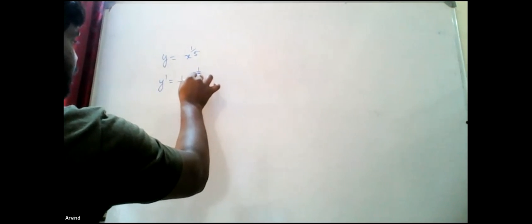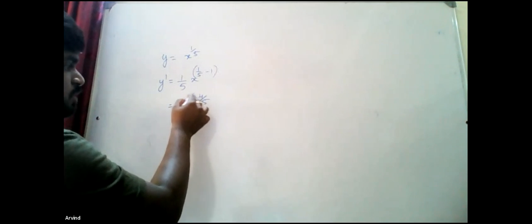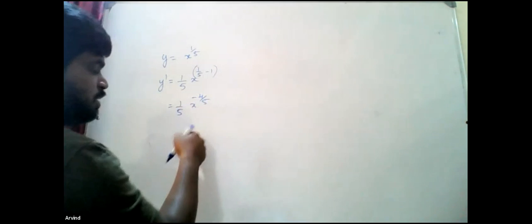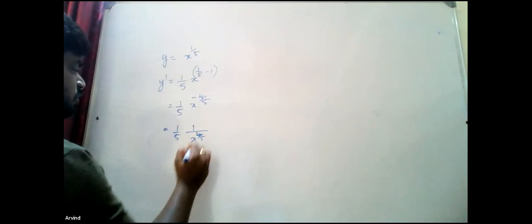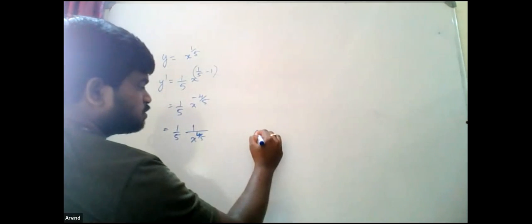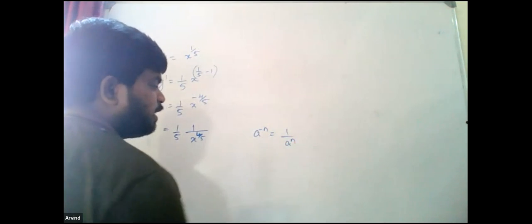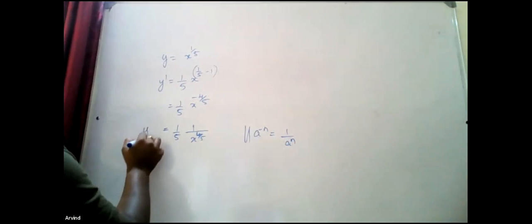Y is equal to x to the power 1 by 5. If we differentiate it, what do we get? 1 by 5 x to the power 1 by 5 minus 1, n into x to the power n minus 1. So 1 by 5 x to the power minus 4 by 5 ಆಗುತ್ತೆ. Okay, ಈ power na negative ಇದೆ. This power is negative. You want to make it positive, reciprocal the base. ಅಂದ್ರೆ 1 by 5 it will become 1 by x to the power 4 by 5. You know this formula, right? a to the power minus n is 1 divided by a to the power n. I'm just using that. So this is your y dash.